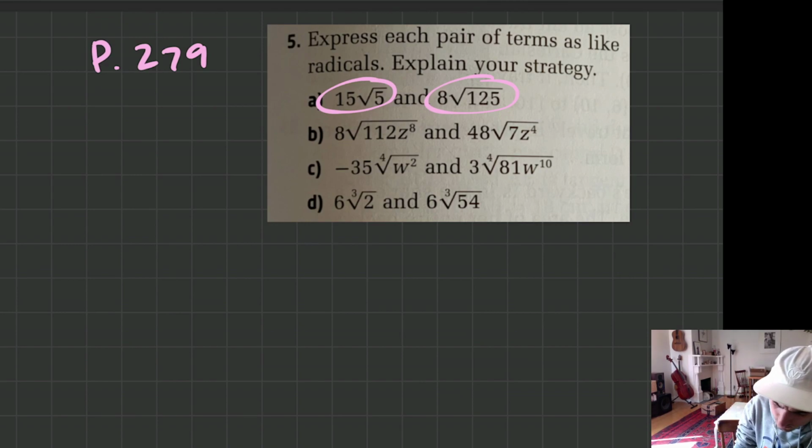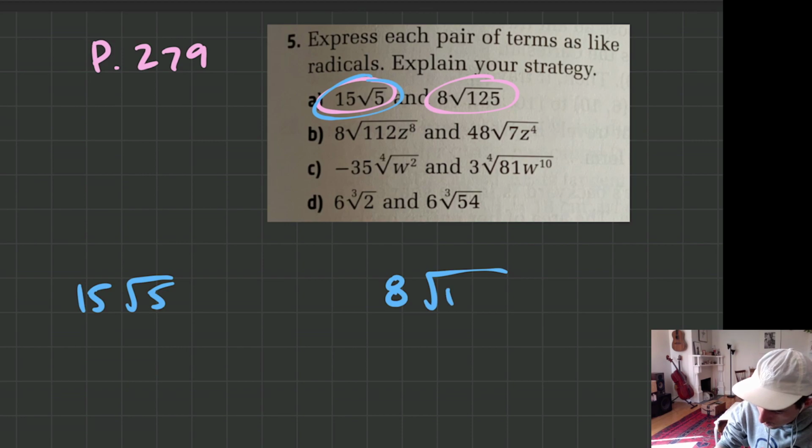So we're not gonna change this first one. You can't really do anything with 15 times the square root of 5, because 5 is a prime number. So not only does it not have any square factors, it doesn't have any factors except for 5 and itself. So the only way that we could get the 5 outside of that radical is if 5 was a perfect square, which it couldn't be because it's a prime number. So that 5 has got to stay put. So this first one, we got 15 times the square root of 5. And then the other one is 8 times the square root of 125.